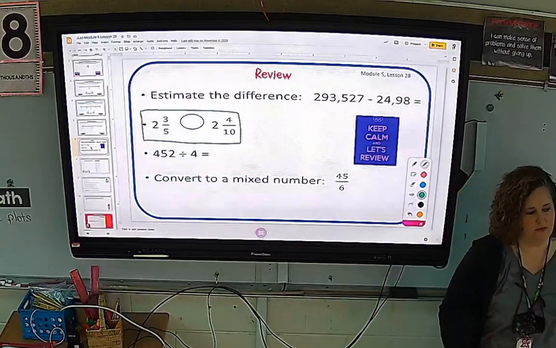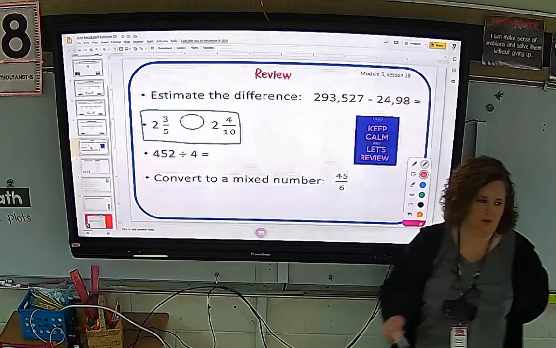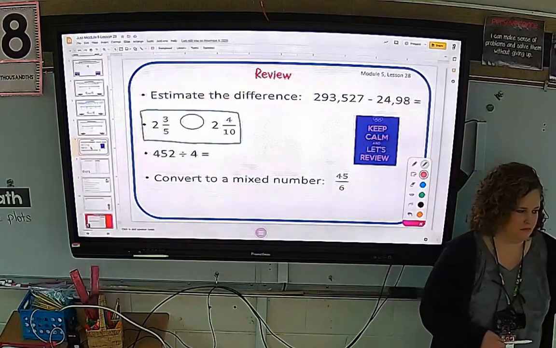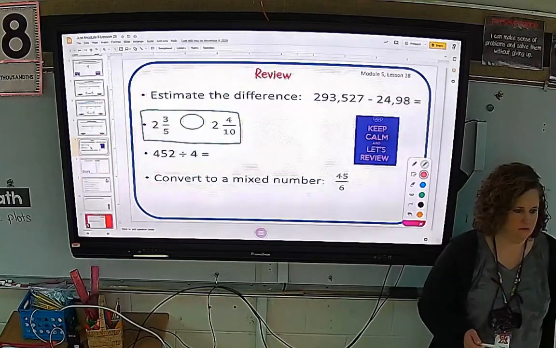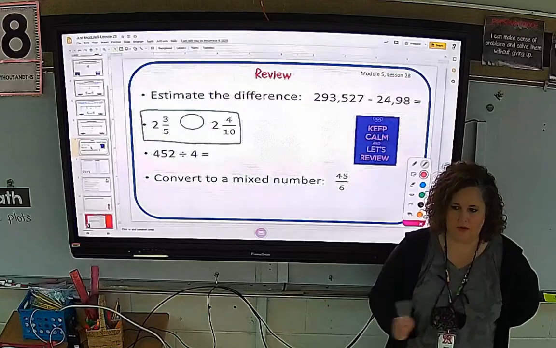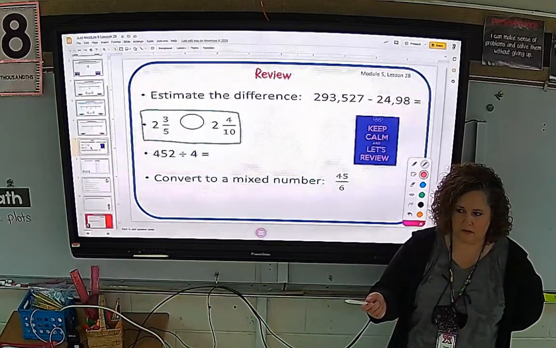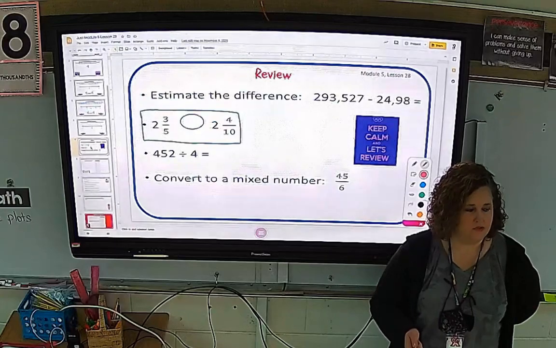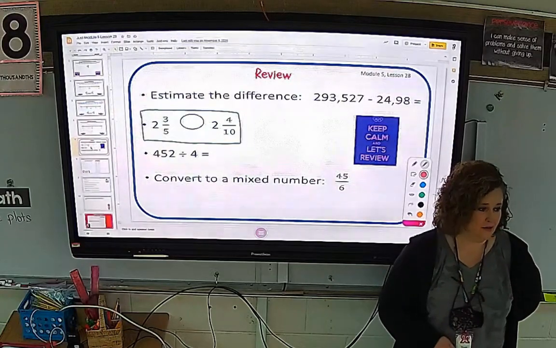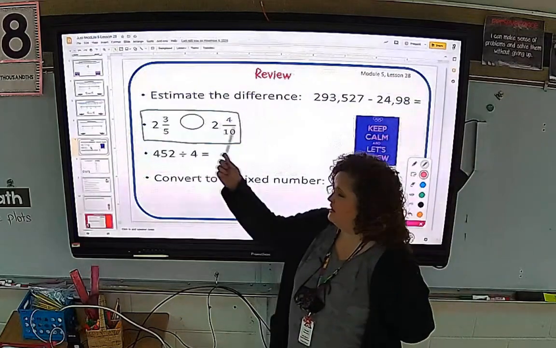All right, what are a few things about this problem we need to know? First of all, look at the whole numbers. What are they? The denominators? No, the whole numbers. Look at the whole numbers. What are they? They're the same. So because they're the same, I can ignore them and just look at the fraction piece.